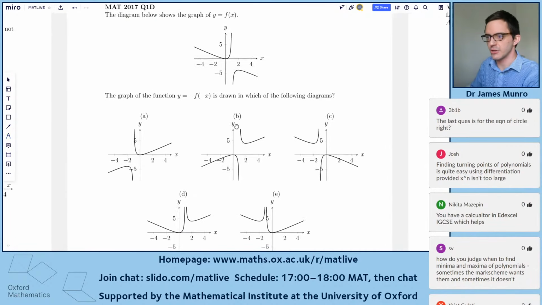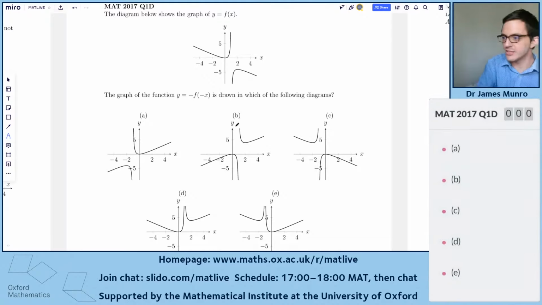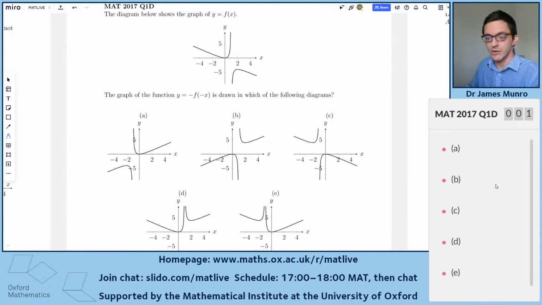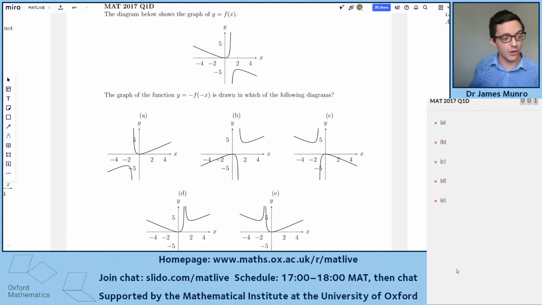There we go. Good. Okay, I'll turn on a poll as well. Hide the results. 2017 1D. Okay, questions on screen. Sorry that isn't really fitting on the screen very well. The diagram shows the graph of y equals f of x, and the thing we're asked for is the graph of minus f of minus x, which is a little bit of a complicated thing to work out. We're going to need to have an idea about how to construct that from the graph of f of x. We don't have an equation for f of x.